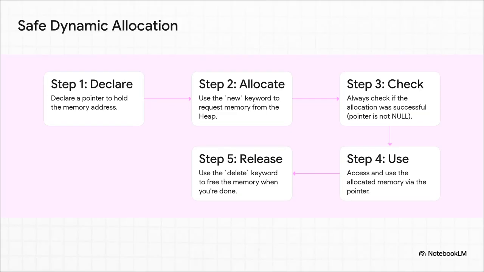Now, using the heap safely requires a strict 5-step discipline. First, you declare a pointer to hold the address. Second, you allocate the memory you need from the heap using the new keyword. 3, and this is so critical, you have to check if that allocation actually worked. If the pointer comes back null, it means the system is out of memory. 4, you get to use that memory. And finally, and you can never ever forget this, you must release that memory with delete when you're done. If you don't, you'll create a memory leak, which is a programmer's nightmare.